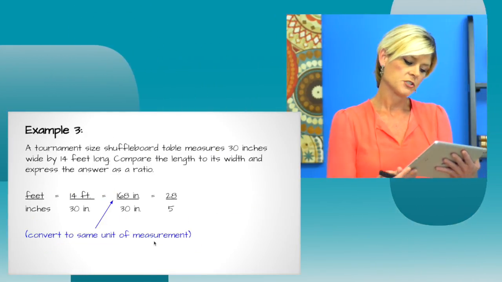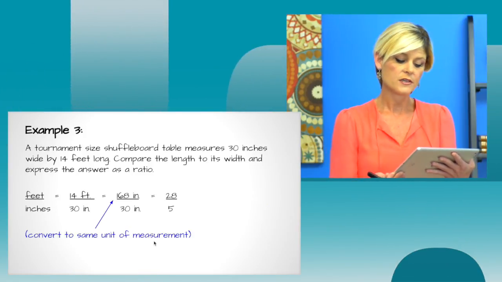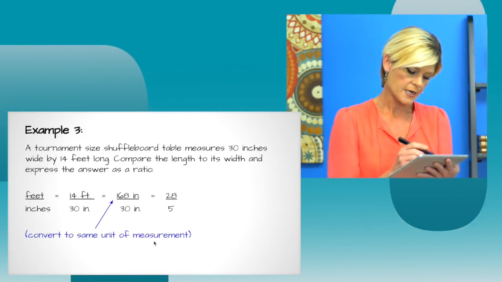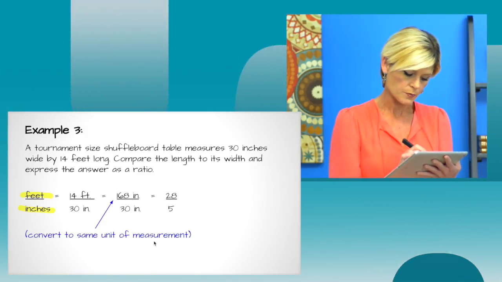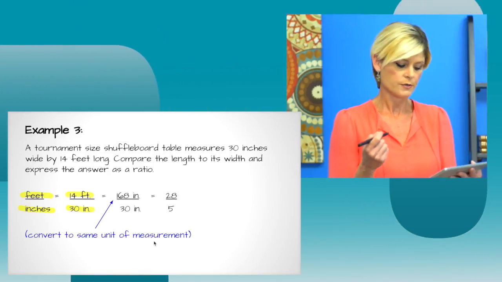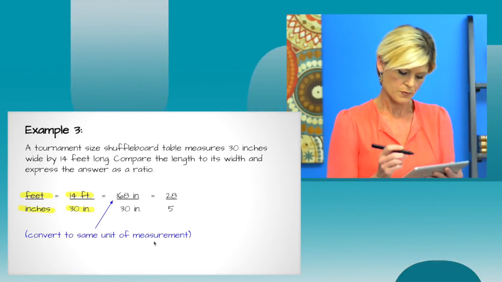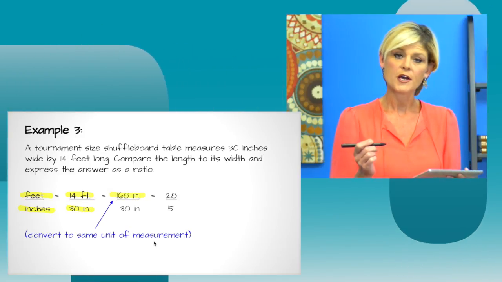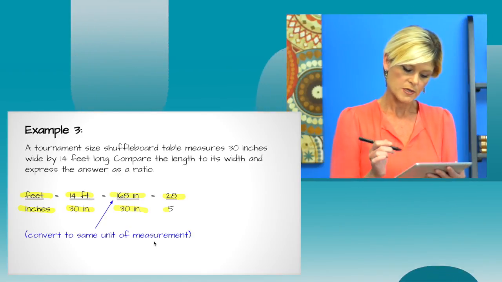Okay, a tournament-sized shuffleboard table measures 30 inches wide by 14 feet long. Compare the length to its width and express the answer as a ratio. So we'll start out putting feet over inches and then put the actual numbers in. We've got 14 feet over 30 inches. Now the next step would be to convert my feet into inches because it's too difficult to compare when they're in different units of measurement. So I've converted 14 feet into 168 inches to 30 inches. And then I simplify, and I have 28 to 5.